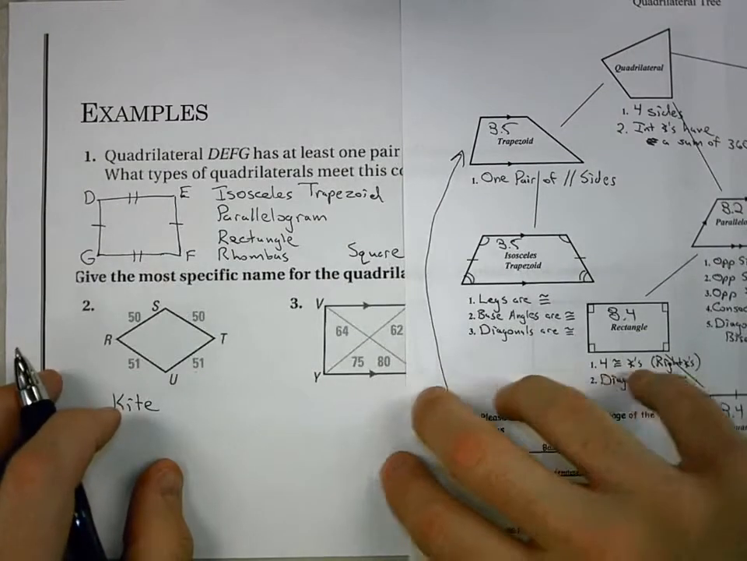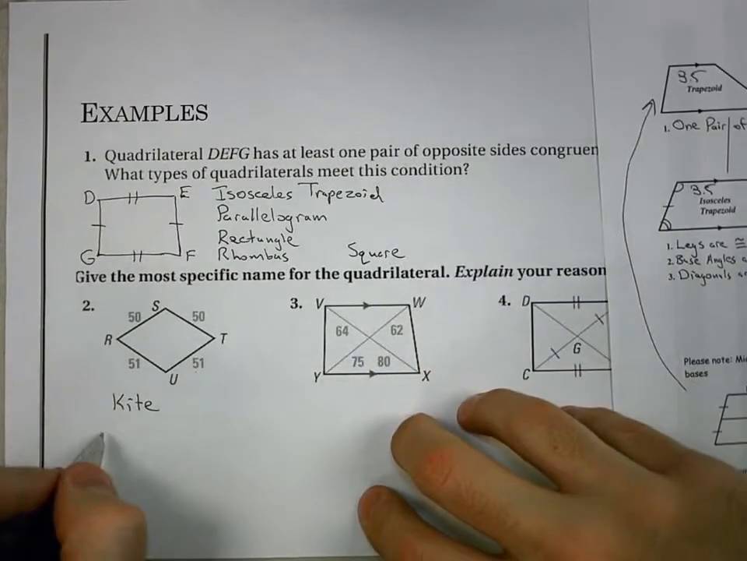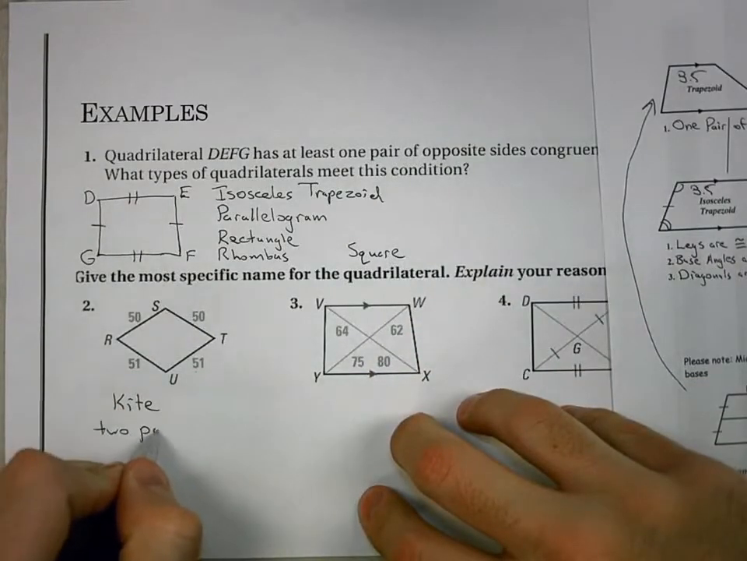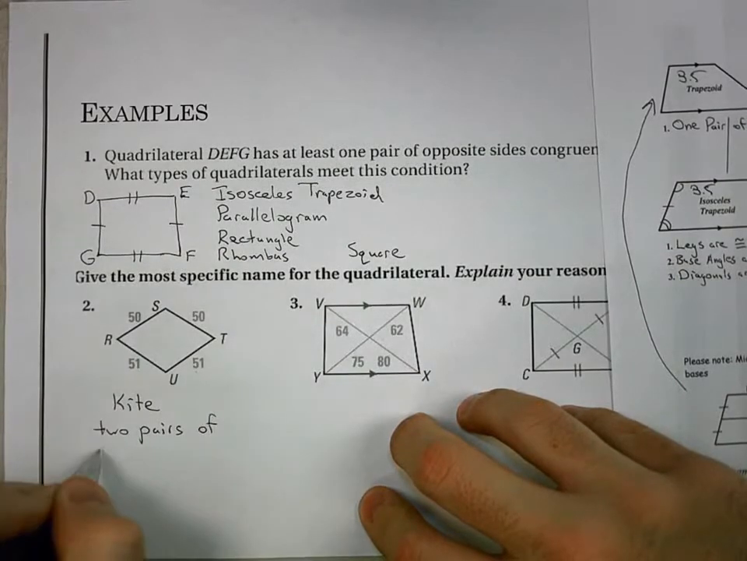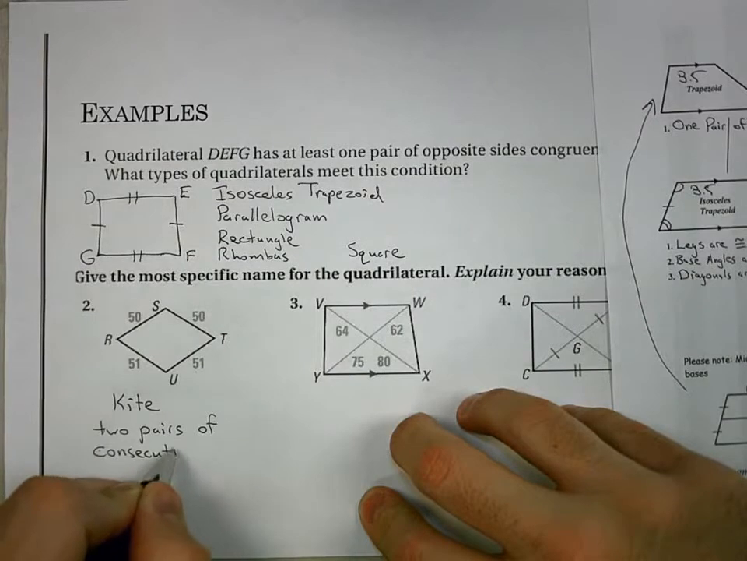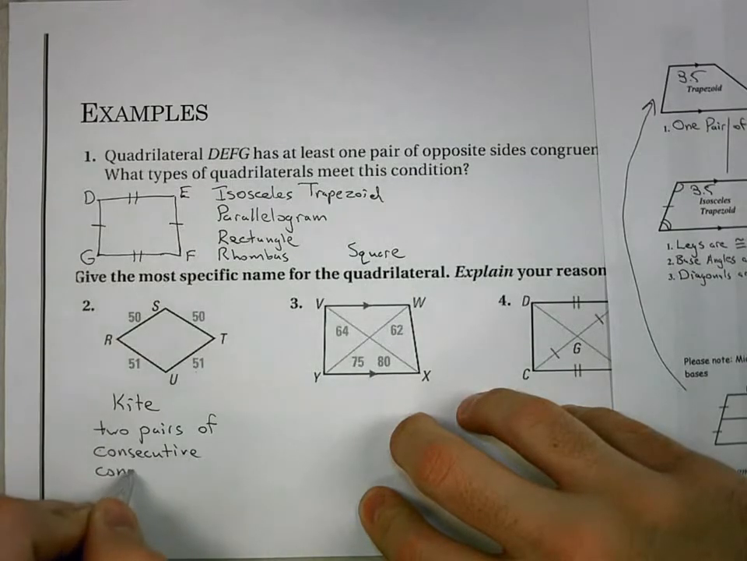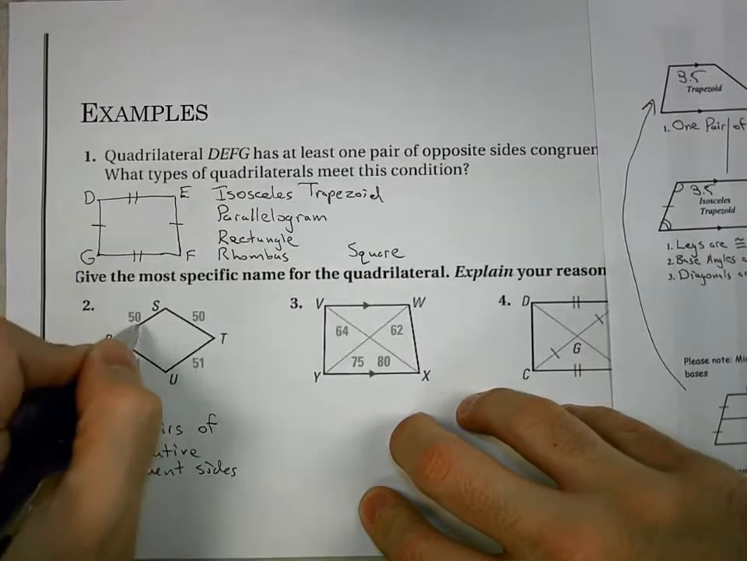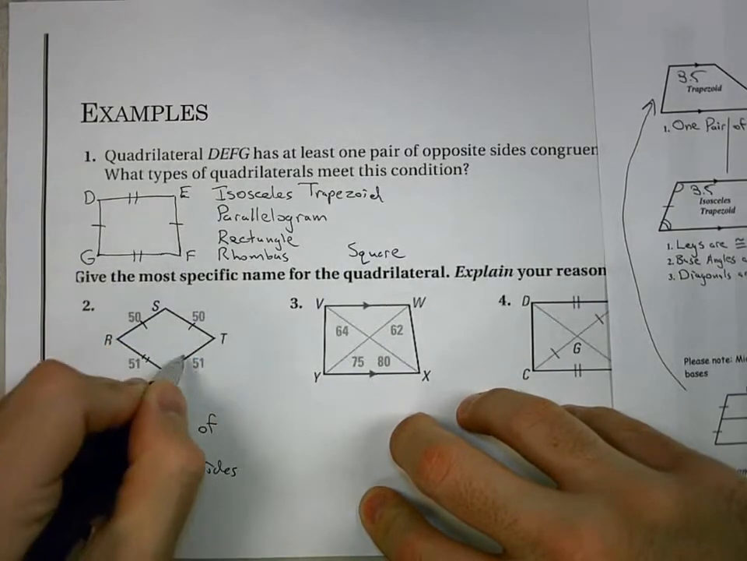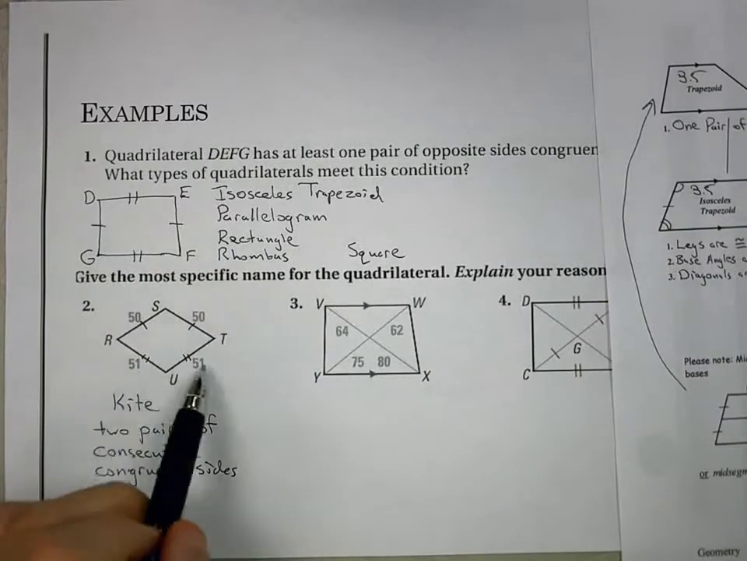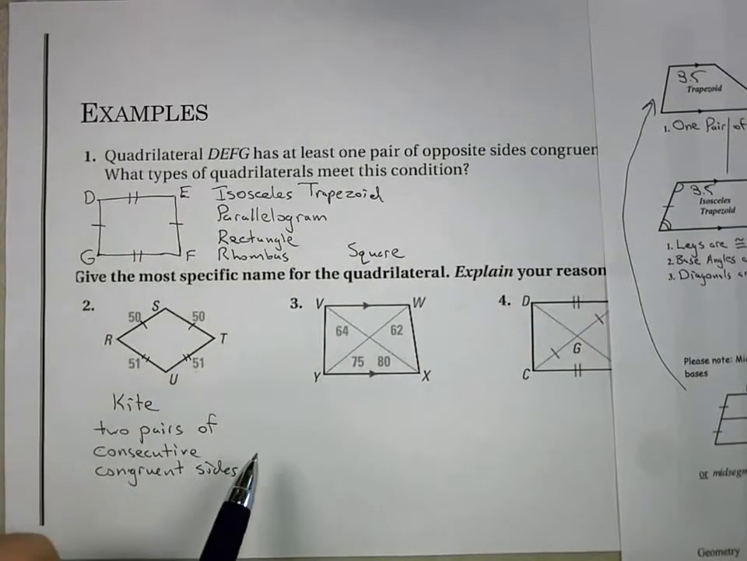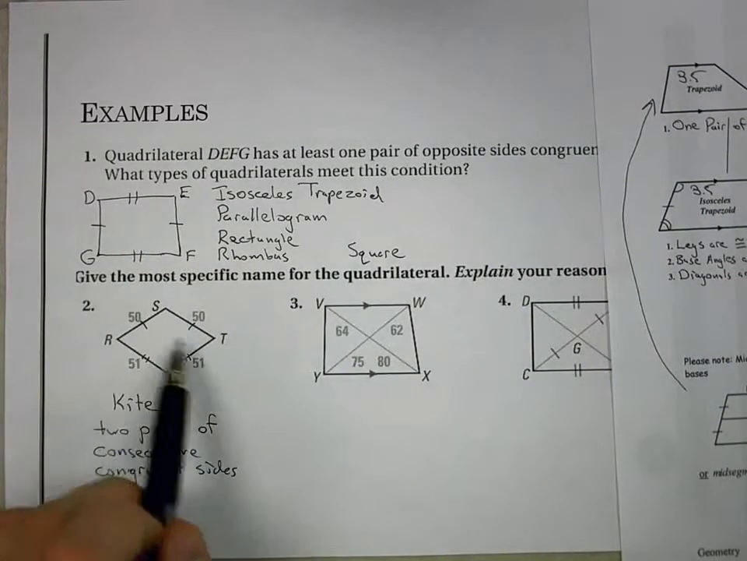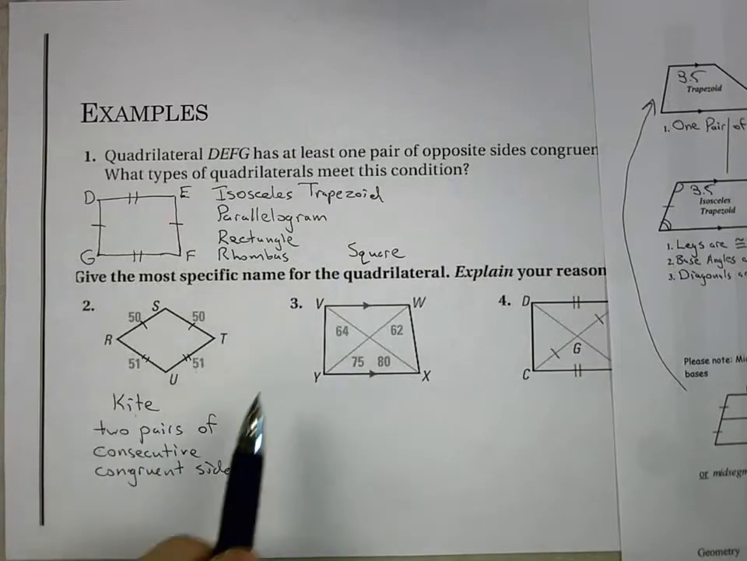Now, why would we pick a kite? That's because we have two pairs of consecutive congruent sides right there. Now, if those were both 50, we could call it a rhombus. But that isn't the case, so we are going to call it a kite.